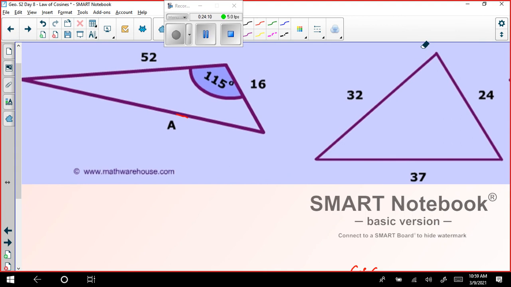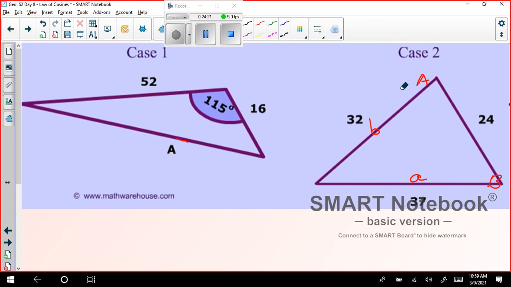So always it's helpful to label. Call this as A, this side as... and this is your angle C, and this is small c. Okay.